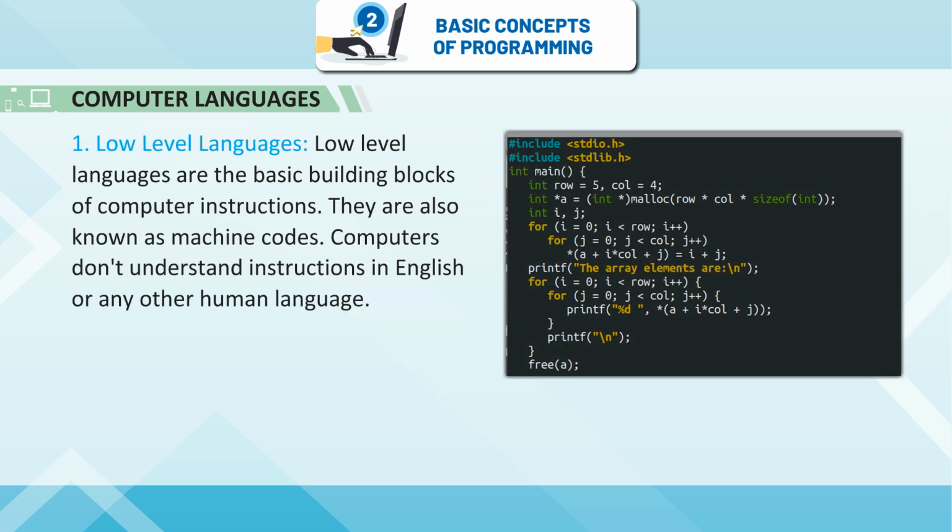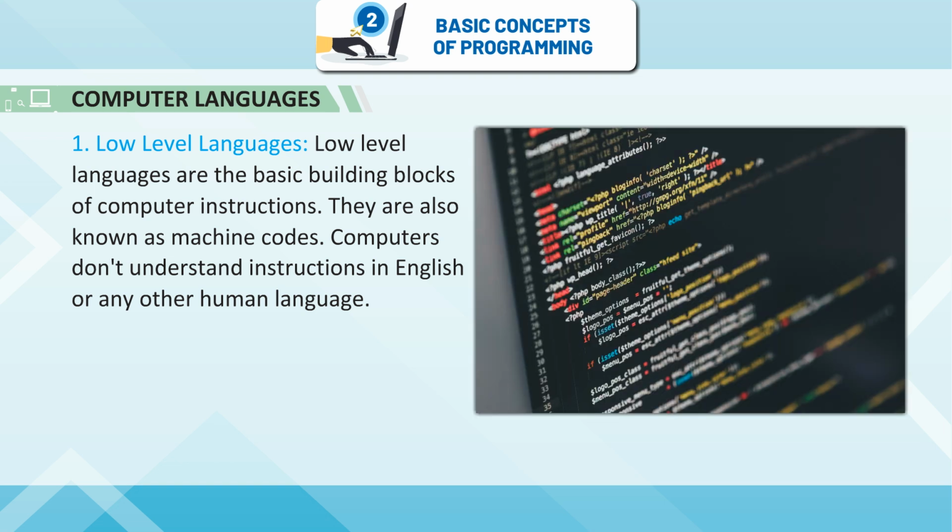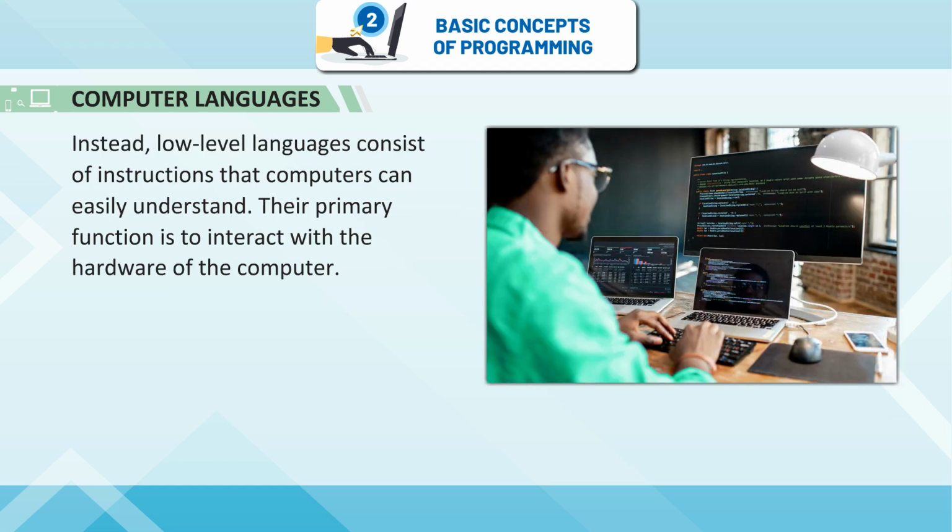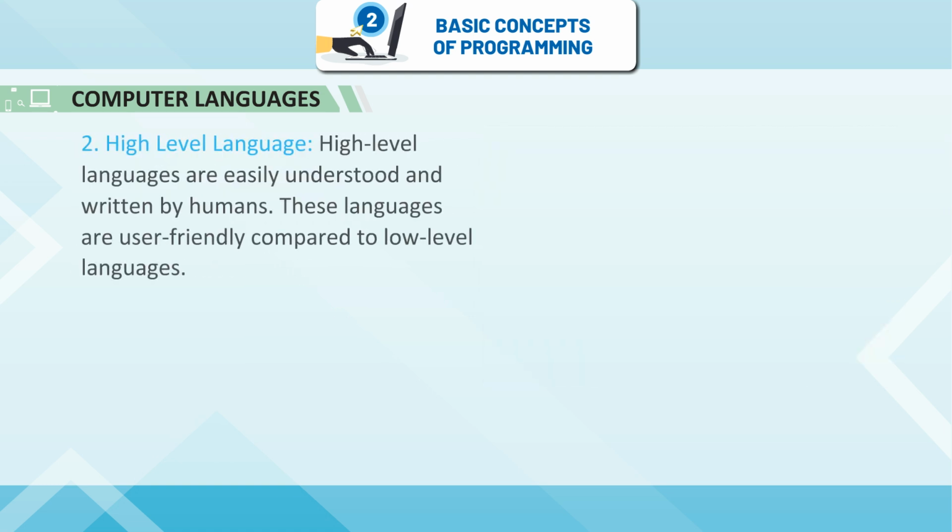Low-level languages. Low-level languages are the basic building blocks of computer instructions. They are also known as machine codes. Computers don't understand instructions in English or any other human language. Instead, low-level languages consist of instructions that computers can easily understand. Their primary function is to interact with the hardware of the computer.